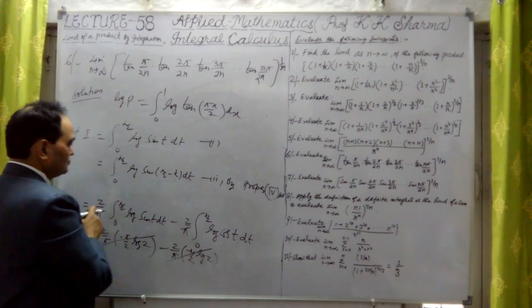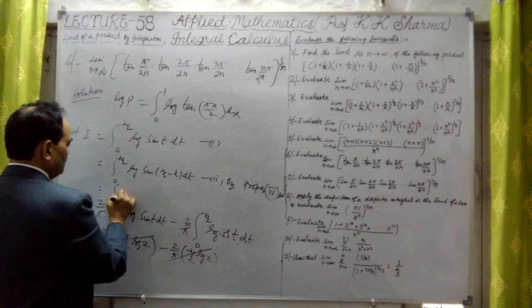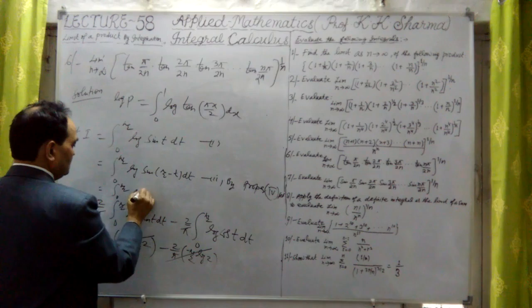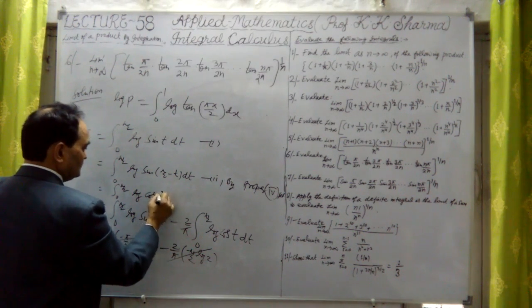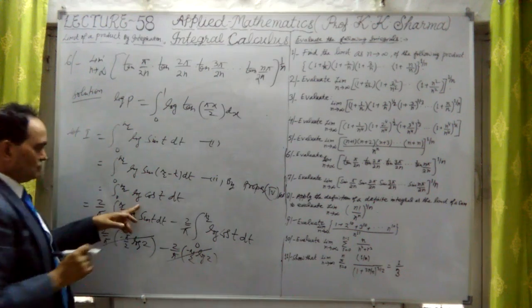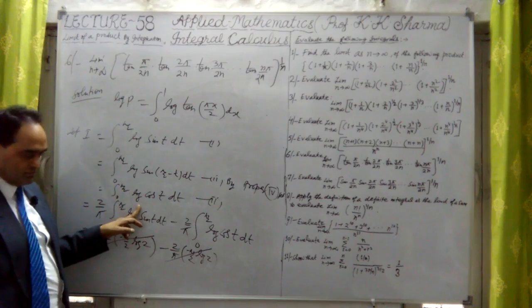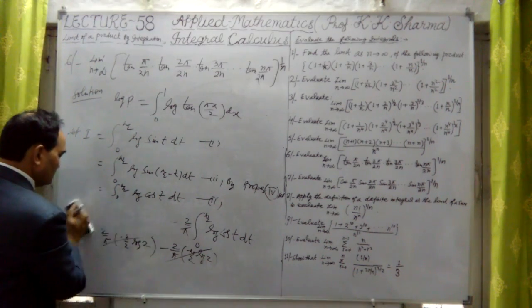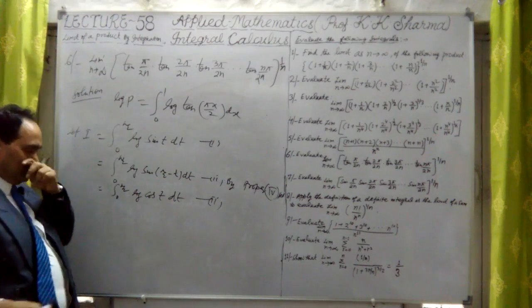This value will be cos t now, for sin(pi by 2 minus t) is cos t. It is the integral from 0 to pi by 2 of log cos t dt. Now adding this as the second equation, what do we get here?